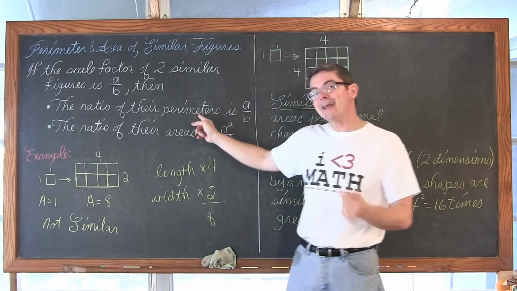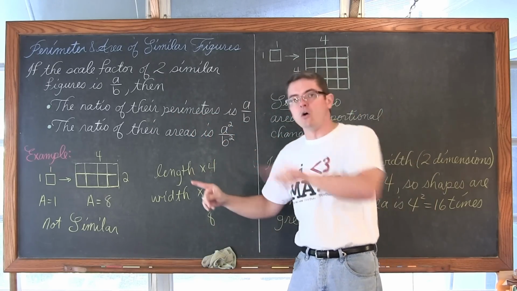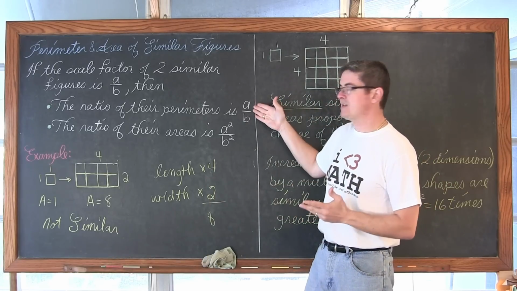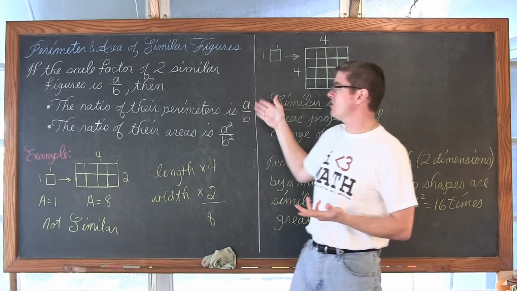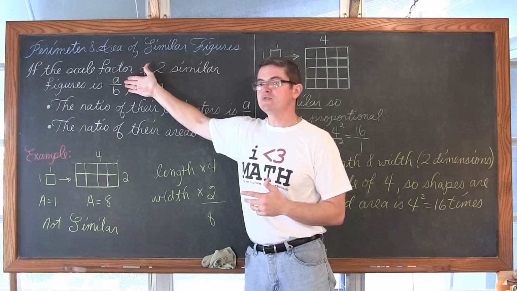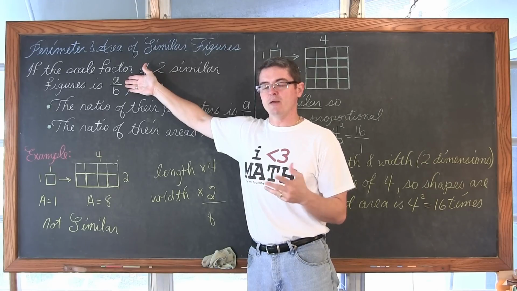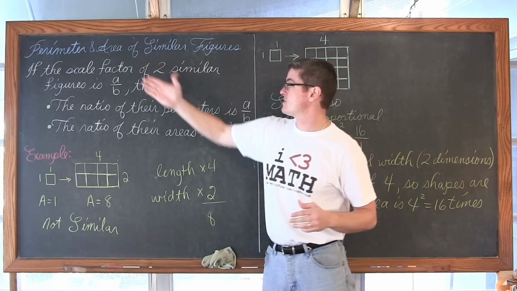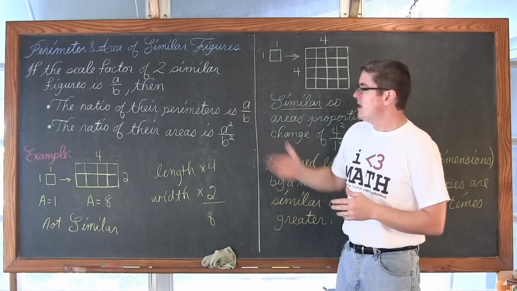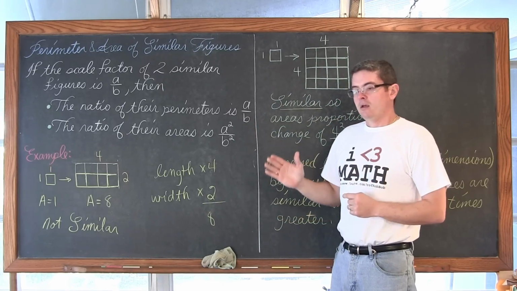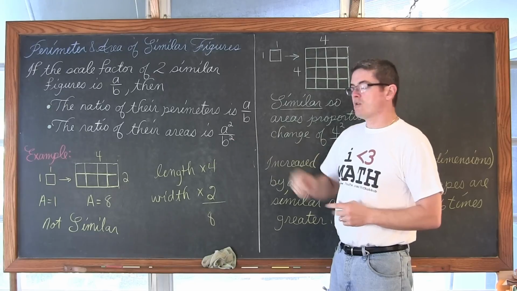Well, perimeter is a length as well. It's the length all the way around the object. So it makes sense that the multiple of change for the perimeter is the same as the ratio of change for the two similar figures. Or maybe, if we know they're similar, I only have to check this for one pair of the sides. But now again, the area is going to get changed by a squared over b squared.